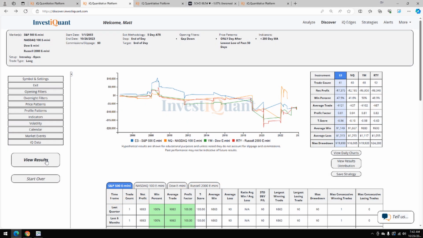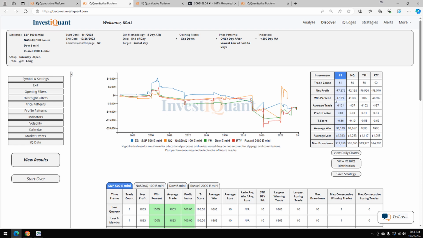These are the results based upon entering the market long at 9:30 a.m. Eastern Time, exiting at 4:15 p.m. Eastern Time, when you are gapping down following the lowest low of the past 50 days that closed below a 200-day simple moving average. Historically, we have 61 samples here in the S&P, 60 in the NASDAQ, 68 in the Dow, 92 in the Russell.